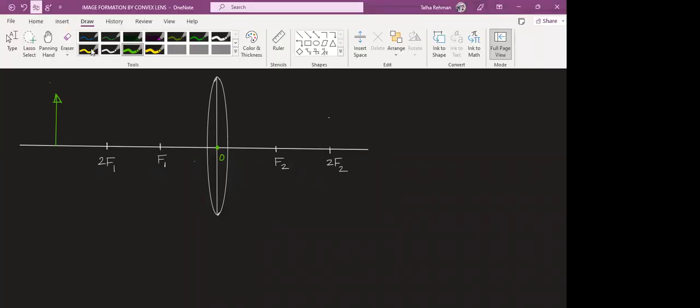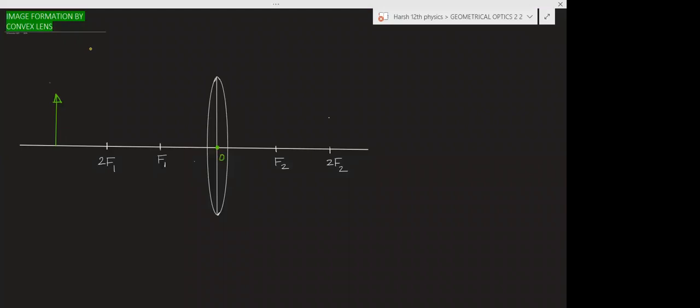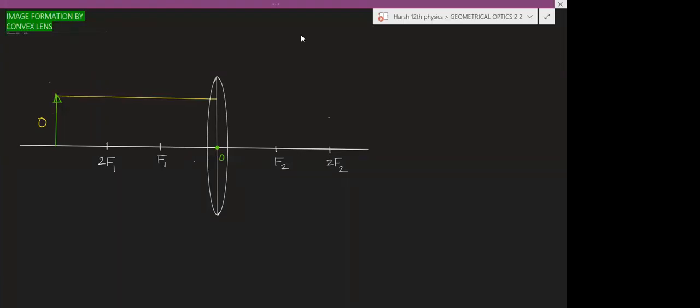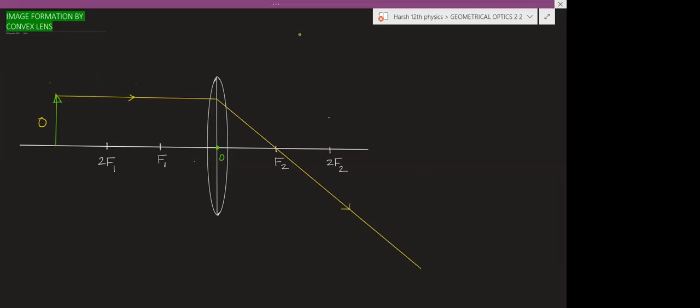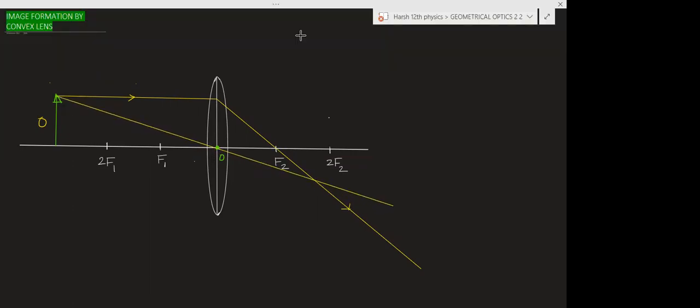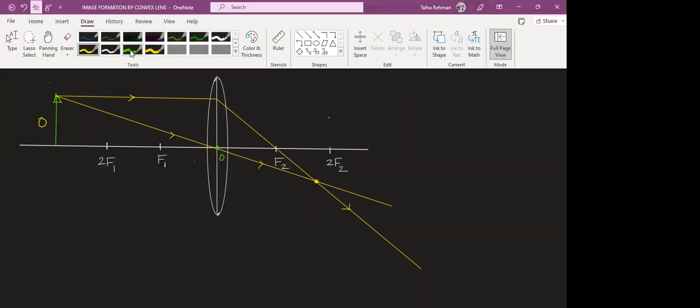Now for drawing the ray diagram, there is a requirement of two rays from the object, so we will draw two rays from the object like this. The first ray from the object is like this, parallel to the principal axis, and we know that whenever a ray of light is parallel to the principal axis, it will pass through the focus like this. Now another ray of light is passing through the optical center and goes straight, no problem? So the rays are meeting here, which means here your image will form.